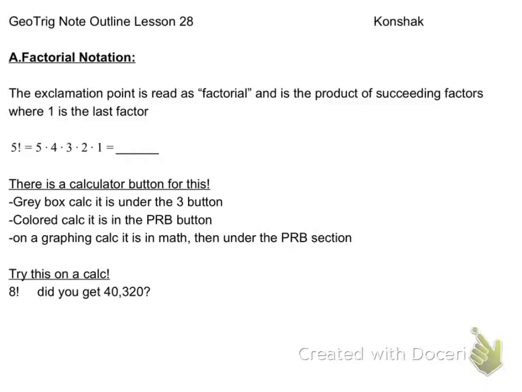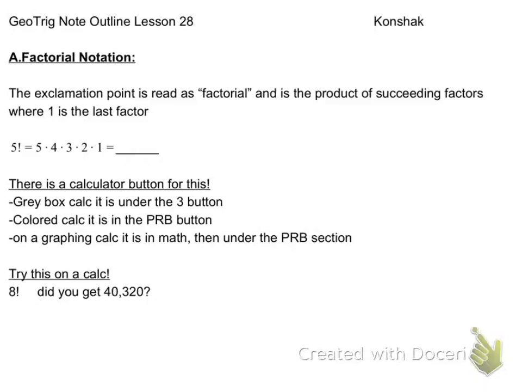And factorial notation is just a way for us to write down multiplication of numbers in succeeding order. So the exclamation point is read as factorial, and it's the product of succeeding factors where 1 is the last factor. So if we talk about 5 factorial, that's read 5 factorial, it means 5 times 4 times 3 times 2 times 1. So you just have to multiply them out.